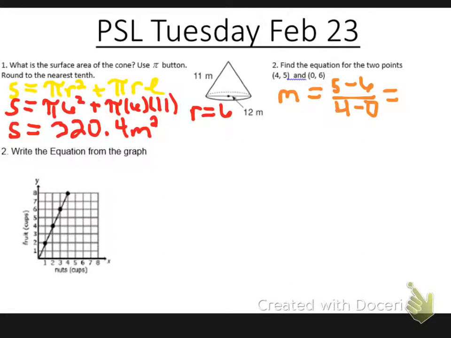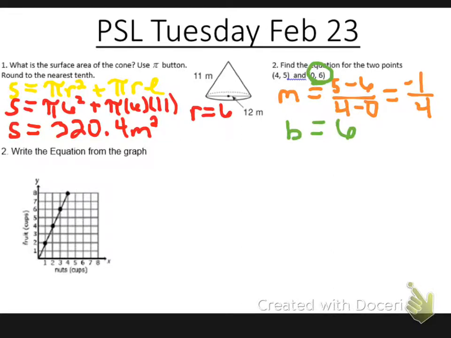So 5 minus 6, you get a negative 1. 4 minus 0, you get 4. That's already in simplest terms. So the slope is going to be negative 1/4. And if you remember what I talked about when finding the y-intercept, or b, remember it's where x is 0. And if you look at this point right here, we have where x is 0, because the x spot is a 0. So it's the y value when x is 0, which is 6 in this case.